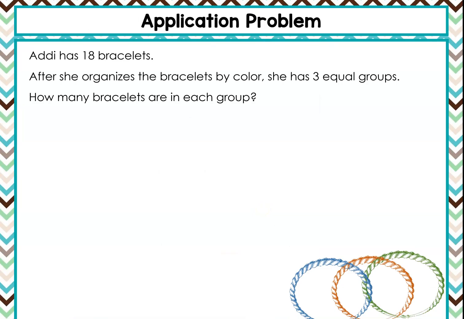So we're going to jump right in with our application problem. It says Addie has 18 bracelets. After she organizes the bracelets by color, she has 3 equal groups. How many bracelets are in each group?